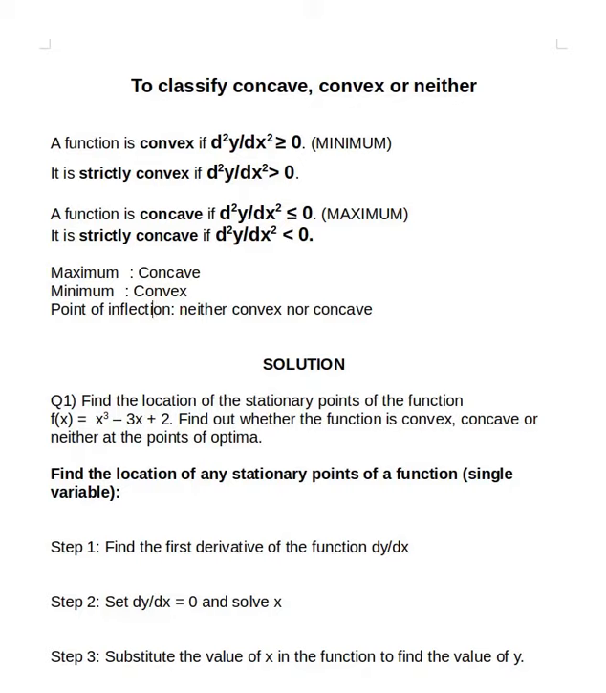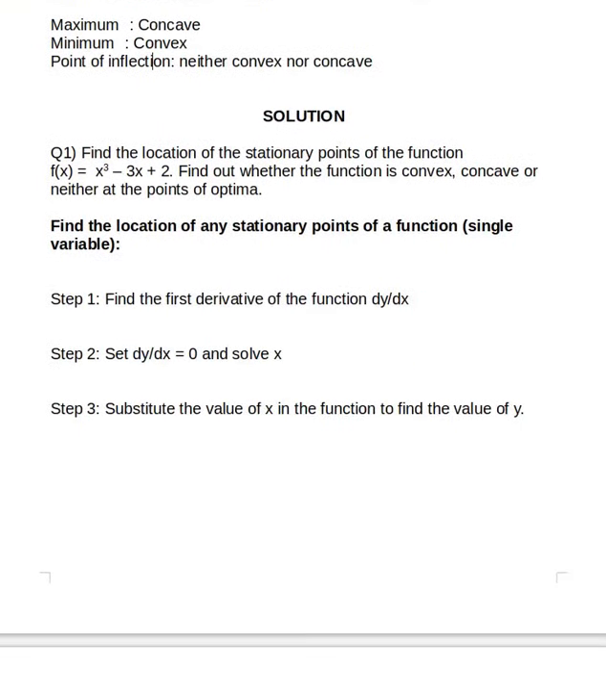So first let's solve this question: find the location of the stationary points of the function f of x is equal to x cube minus 3x plus 2. Find out whether the function is convex, concave or neither at the points of optima. So in order to check whether the function is convex, concave or neither, the first step is to find the stationary points. So we have to find the location of any stationary points of the function.